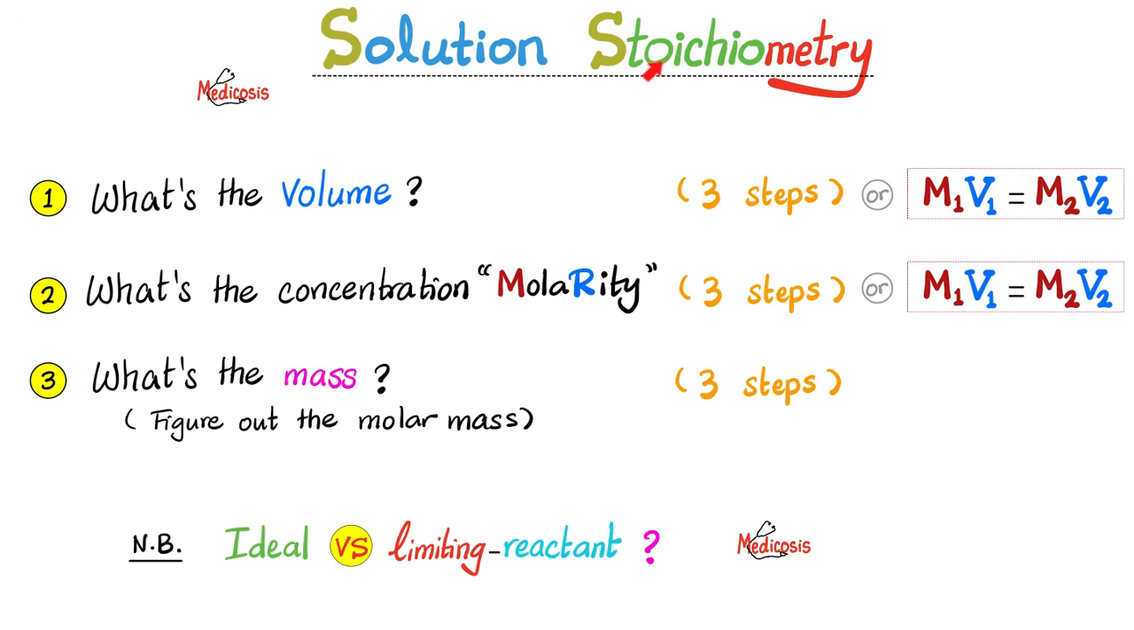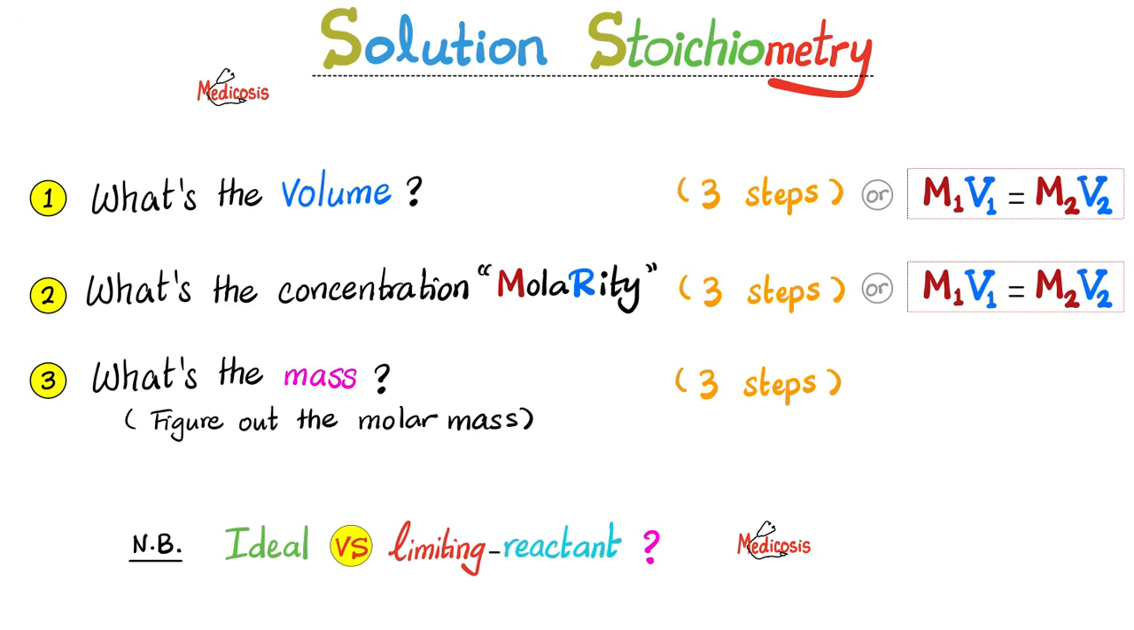Today we're talking about solution stoichiometry. We have 3 flavors of problems. Number 1, they're going to ask you to find or to calculate the volume, which takes 3 steps, or you can use M1V1 equals M2V2, but be careful of the coefficients. Stoichiometric coefficients, that is. The second flavor asks you about the concentration or the molarity.